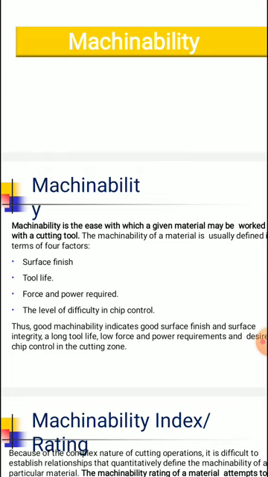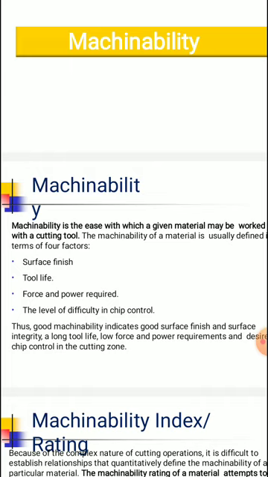Thus, a good machinability indicates a good surface finish and surface integrity, a long tool life, low force and power requirements, and desired chip control in the cutting zone. When we say a material has good machinability, we indirectly say that the material has a good surface finish, and a long tool life is achievable by working on that particular material.